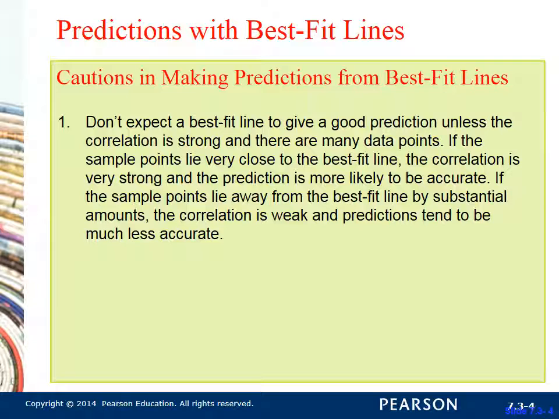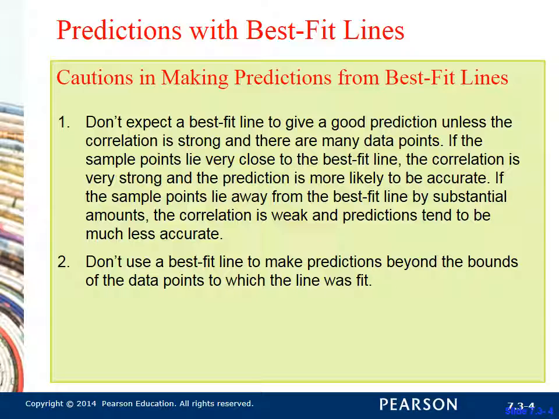If the sample points are scattered all over the best fit line, the correlation's pretty weak and the predictions tend to be much less accurate. And we'll see some pictures in a minute. Second, don't use the best fit line to make predictions beyond the bounds of the data to which the line was fit. We have a good example of that in a minute, but you're within a certain range. Like if you're within 10 years, you can't make a prediction for 100 years later.